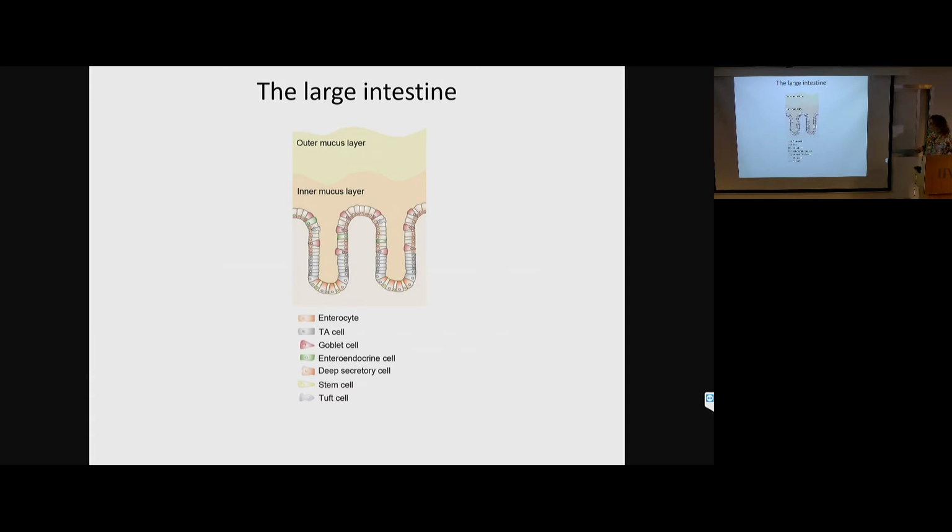And if we go to the bottom of the crypt, we see the stem cells. Then we see the transit-amplifying cells. Then we see some goblet cells. Then we see some tuft cells. Then we see enteroendocrine cells, and there we see the enterocytes.